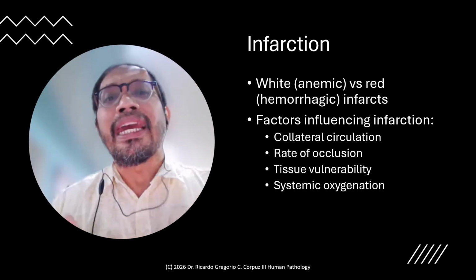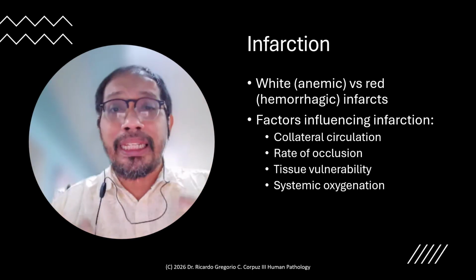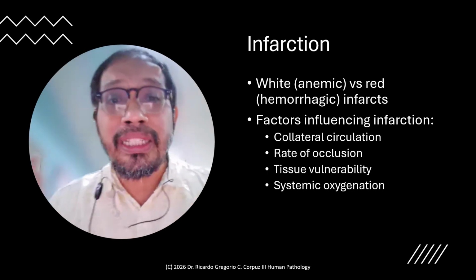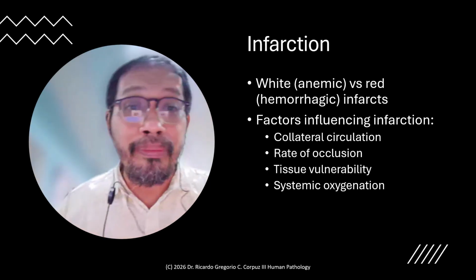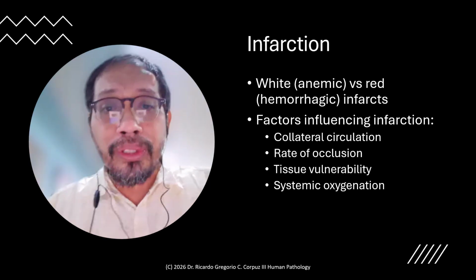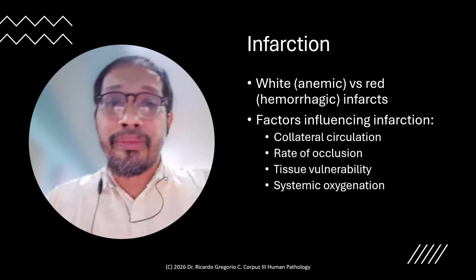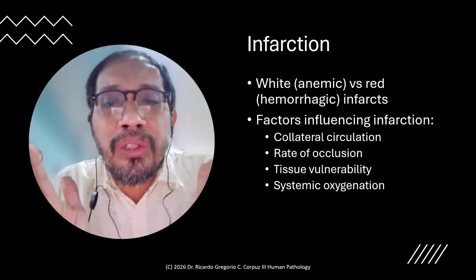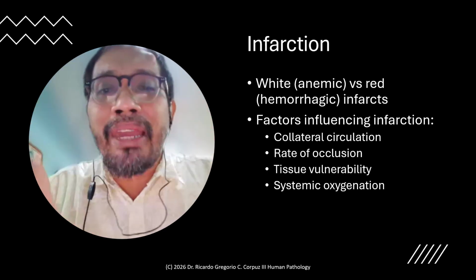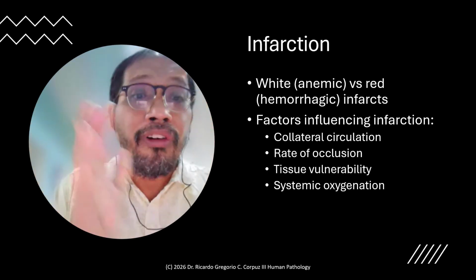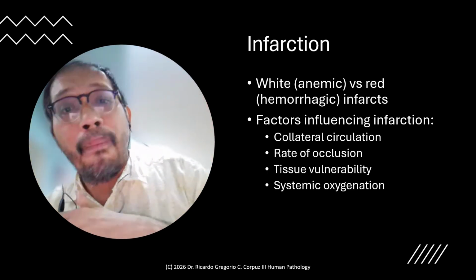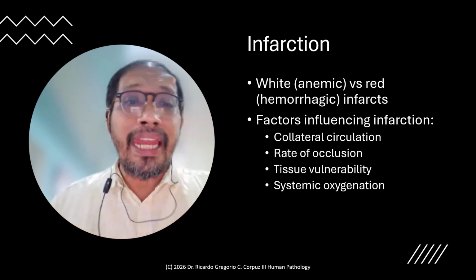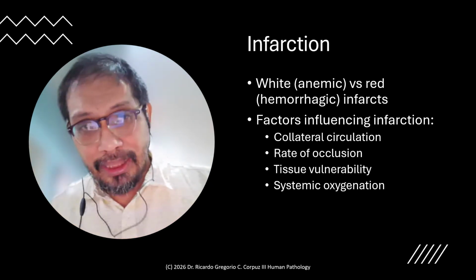Number three, tissue vulnerability to hypoxia. Neurons, irreversible injury in 3 to 4 minutes. Myocardium, 20 to 30 minutes. Fibroblasts survive for hours. What's the supporting line? Neurons undergo irreversible damage when deprived of their blood supply for only 3 to 4 minutes, compared to myocardial cells, which die after 20 to 30 minutes.